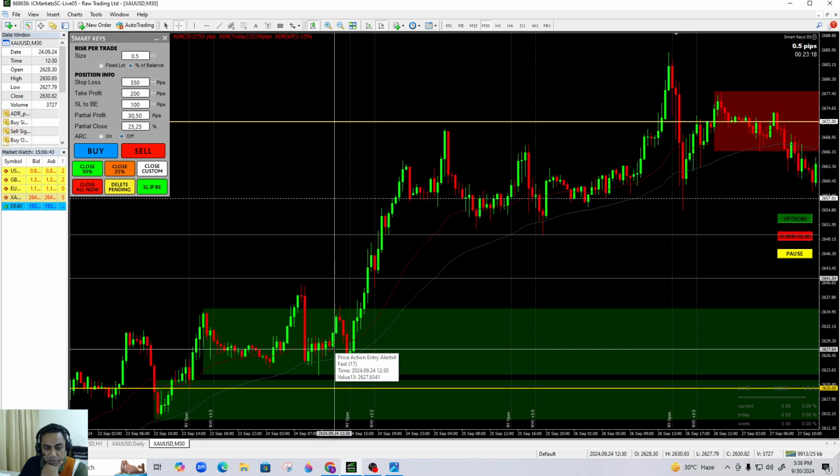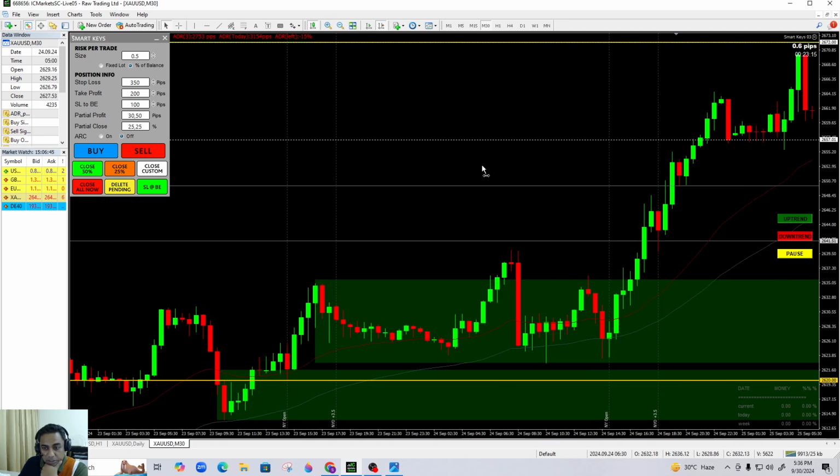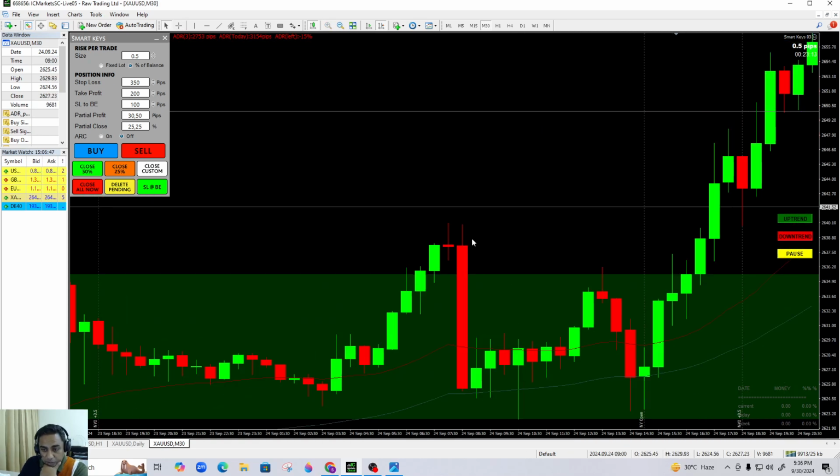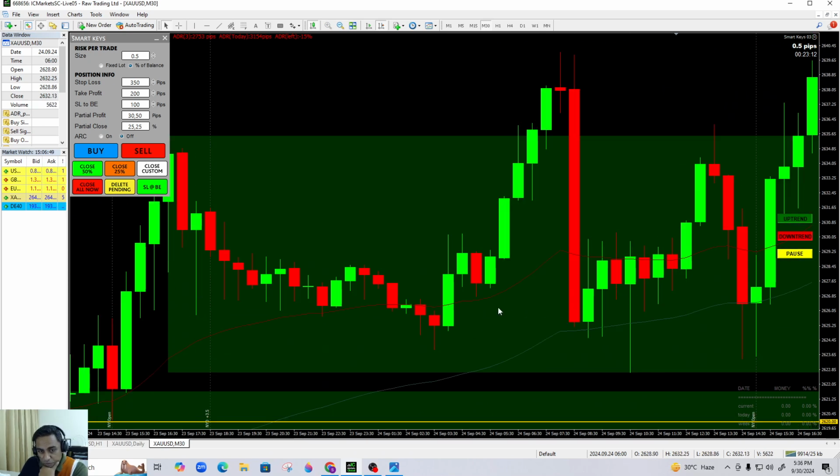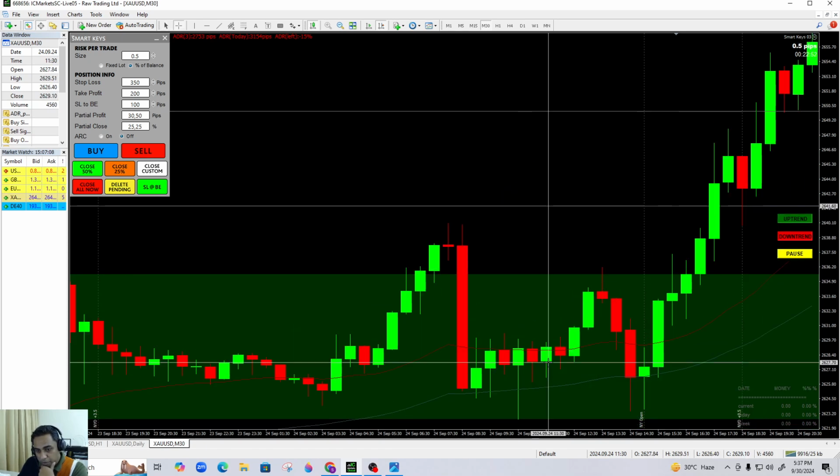See that wick, let me zoom in so you guys can see. That wick is different to most of the other wicks. If you look at the last 4 or 5 candles prior to that, that wick is different. And if you look at the last 4 or 5 candles after that, that wick is different, right? So that's a liquidity grab. That's almost a 50 pip wick. And price moved up, right?